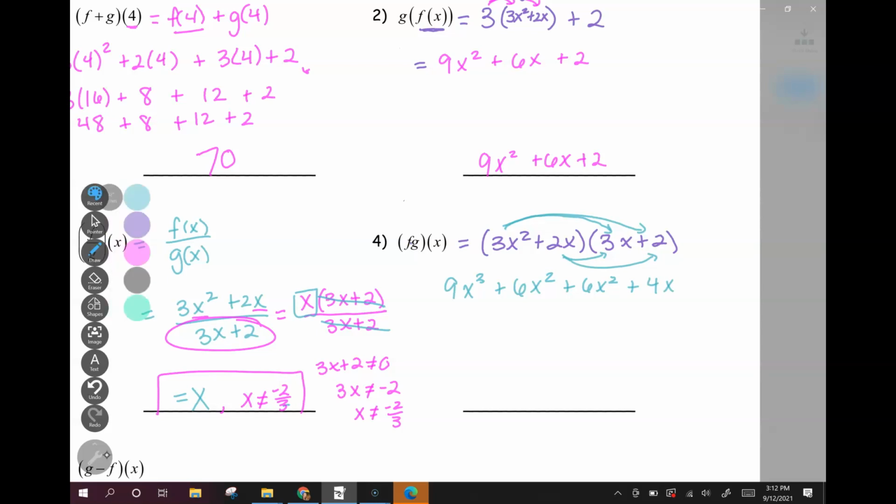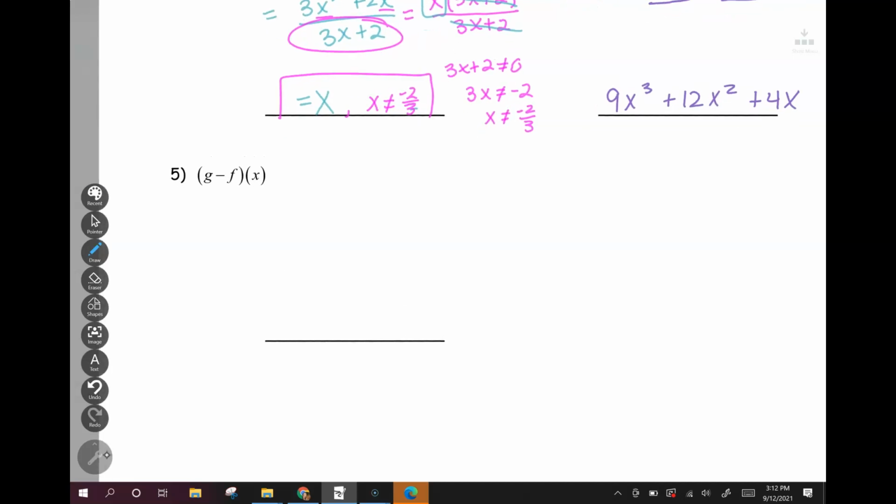Now I can combine like terms right here. They both have x squared. So that's going to give me 9x cubed plus 12x squared plus 4x. And that's it.